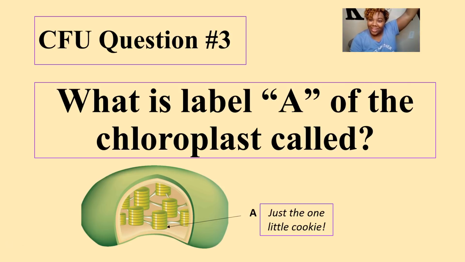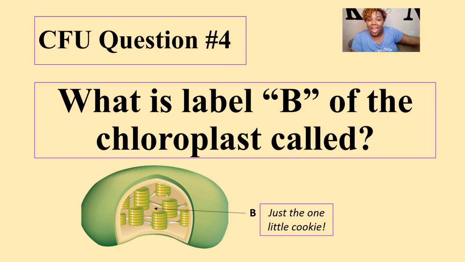Question 3. What is label A of the chloroplast right there? Just the one little cookie. All right, go ahead and answer. Question 4. What is label B of the chloroplast called? So it's that little empty space there. All right. Yeah, you think you got it?